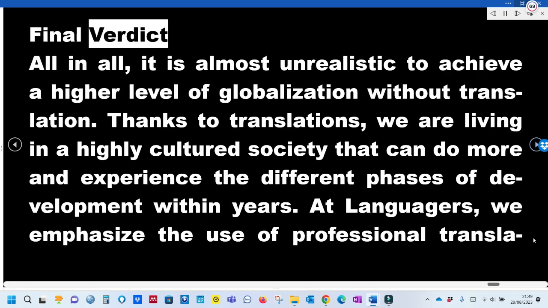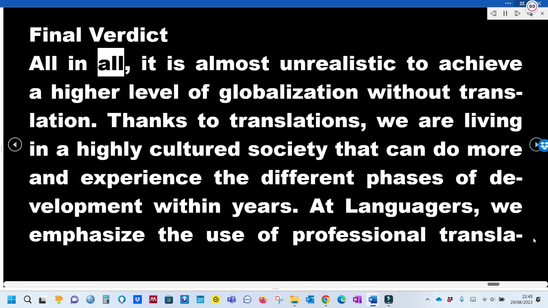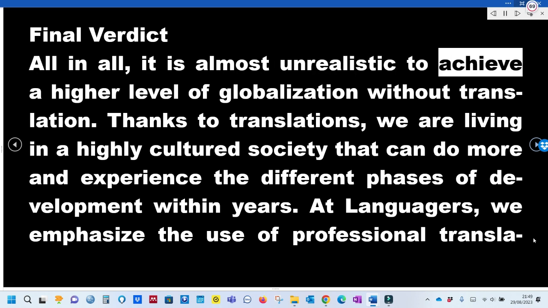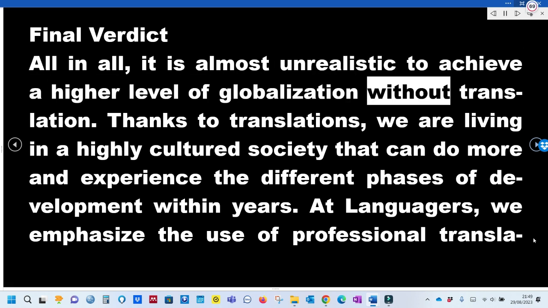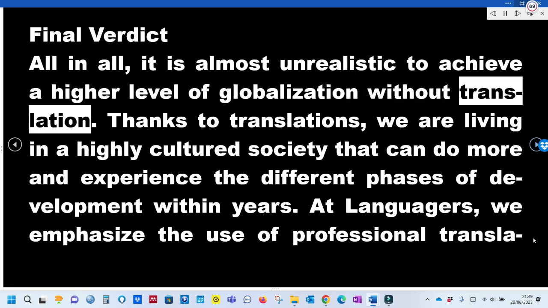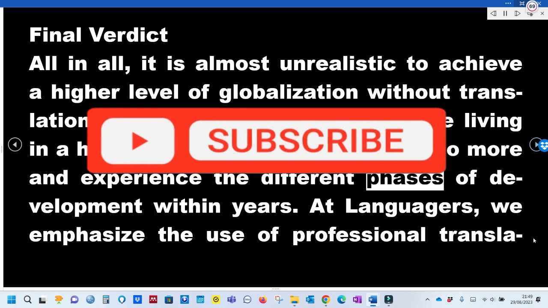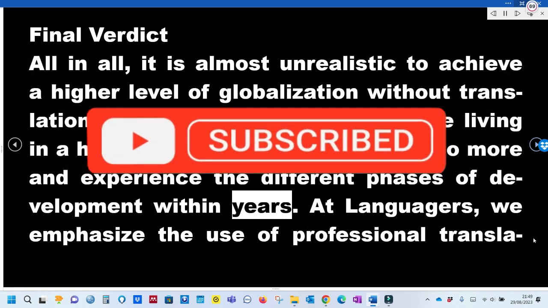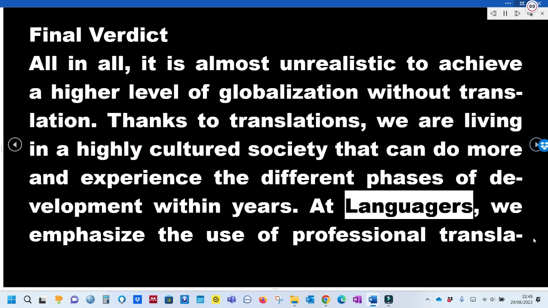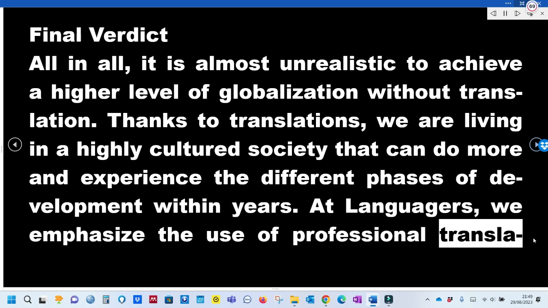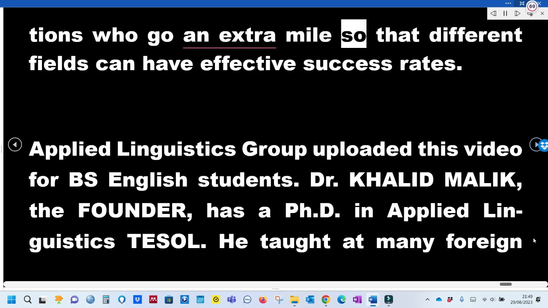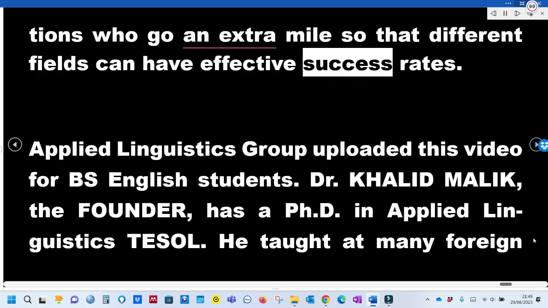Final verdict. All in all, it is almost unrealistic to achieve a higher level of globalization without translation. Thanks to translation, we are living in a highly cultured society that can do more and experience the different phases of development within years. At Linguistic, we emphasize the use of professional translators who go the extra mile so that different fields can have effective success rates.